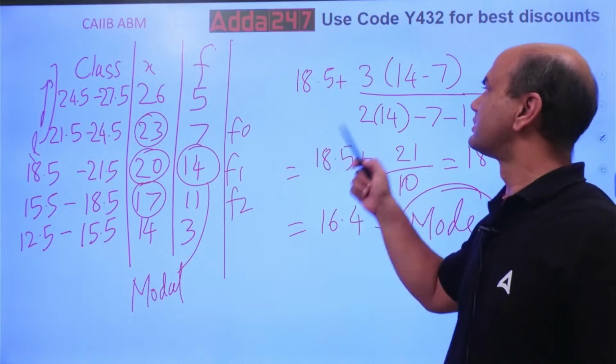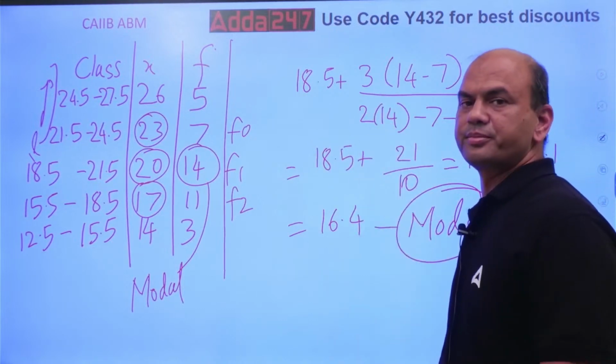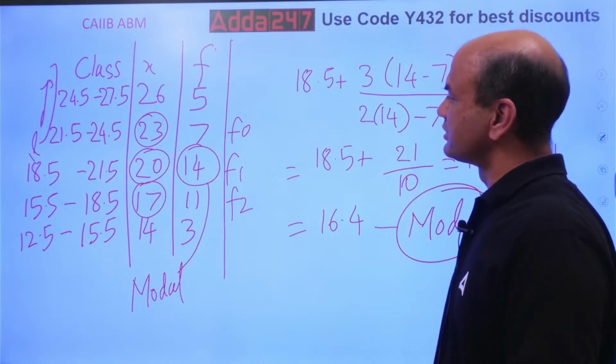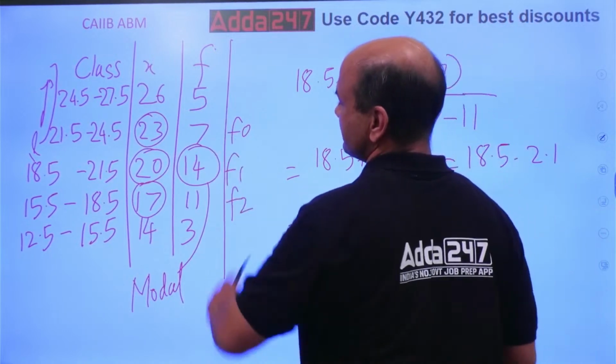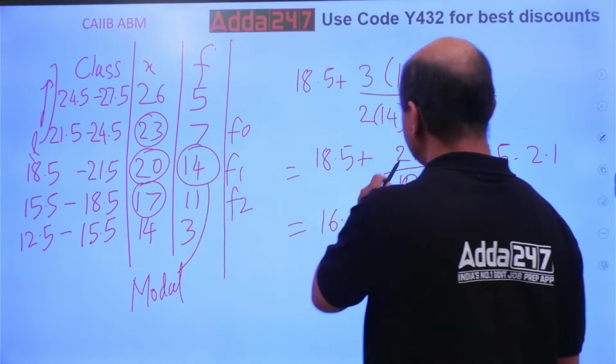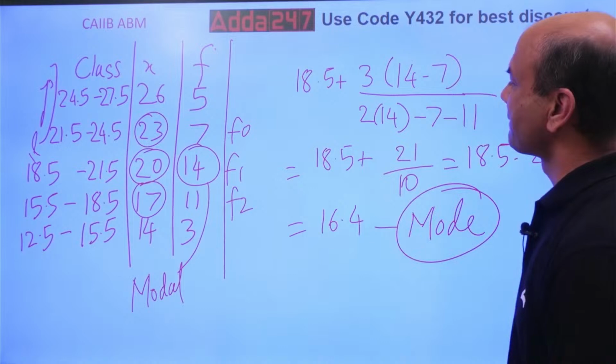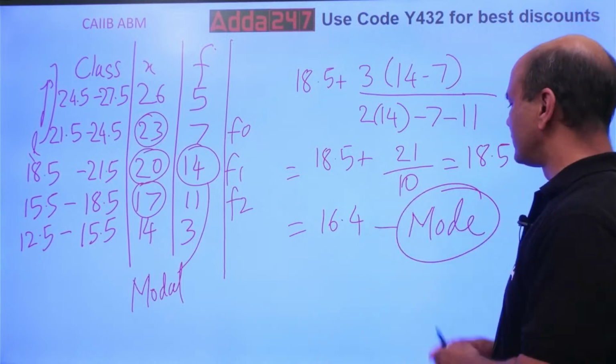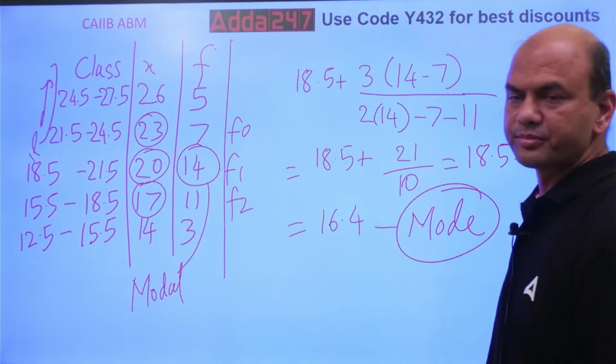Mode. L plus h into (f1 minus f0) upon (2f1 minus f0 minus this f2). So solve this. You'll get it as 16.4.